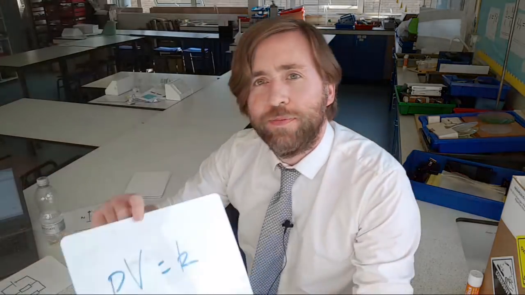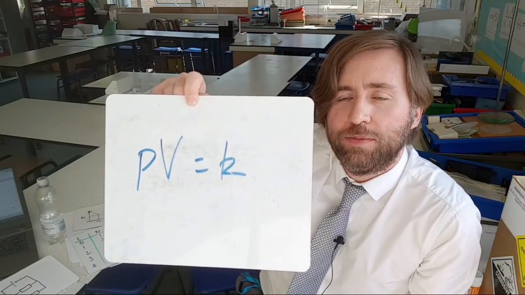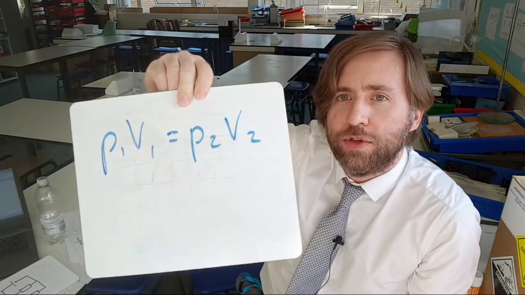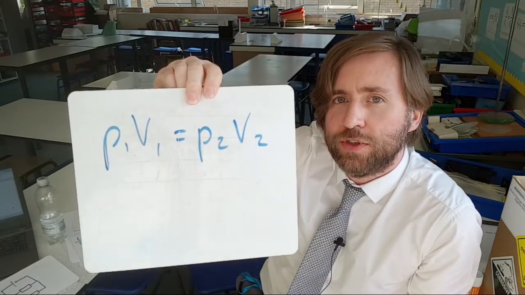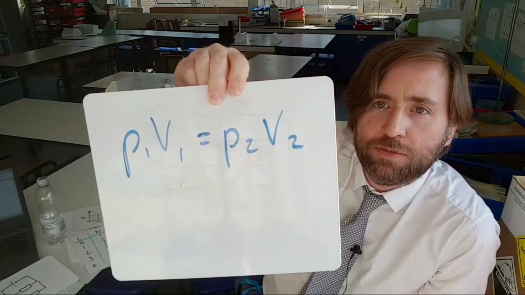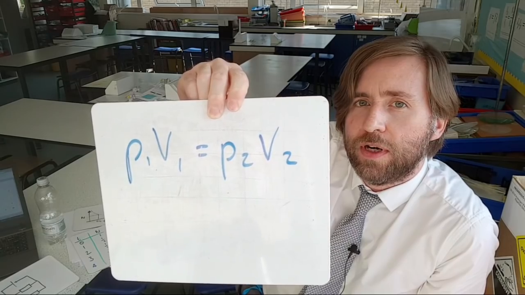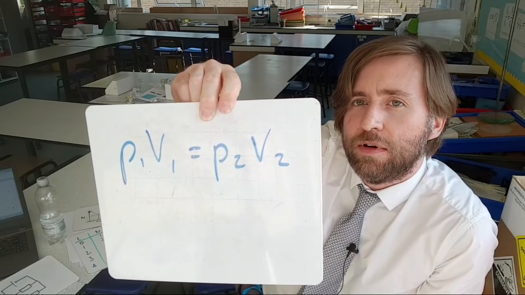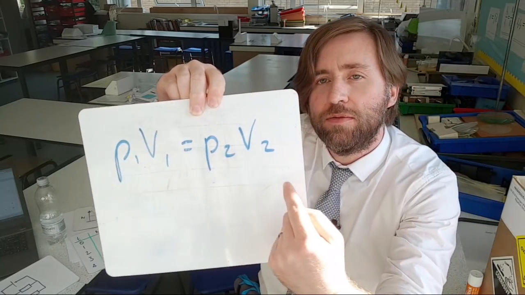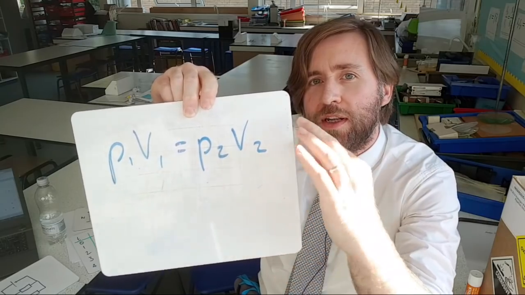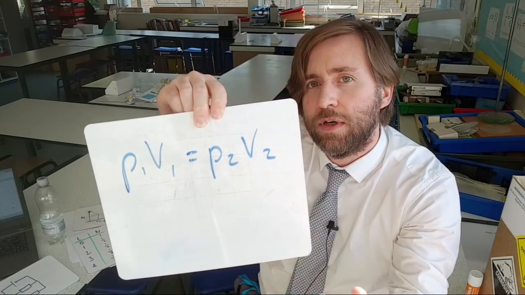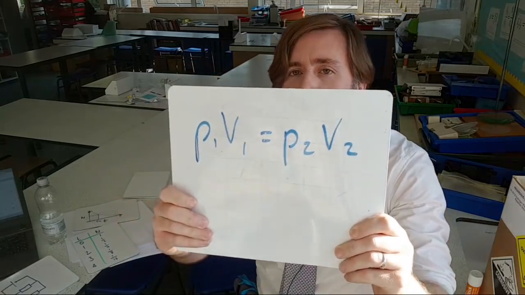So as I said, this is how it's given in the formula sheet, PV equals a constant, or you can memorize this one. And that's more useful to me, because all I need to do then is recognize the pressure and volume beforehand, sub the numbers in, recognize which one they've told me out of these second ones, put that number in, and then rearrange. All right, I hope that makes sense. These questions are really quite simple.